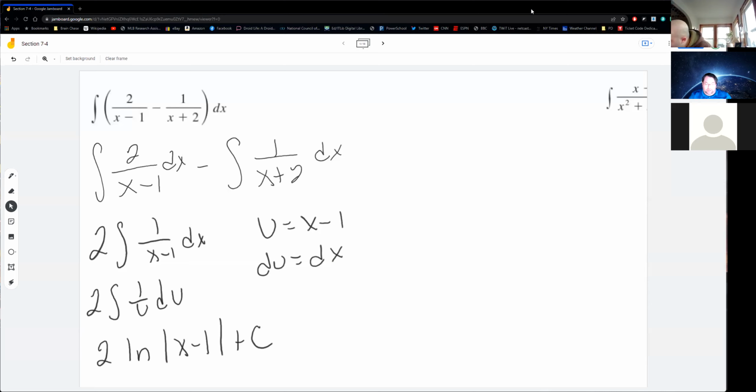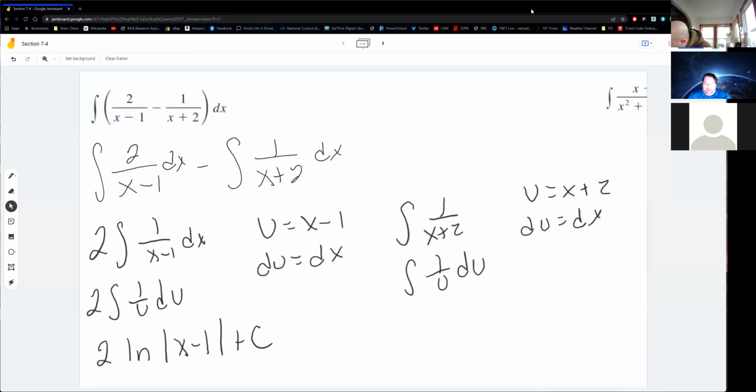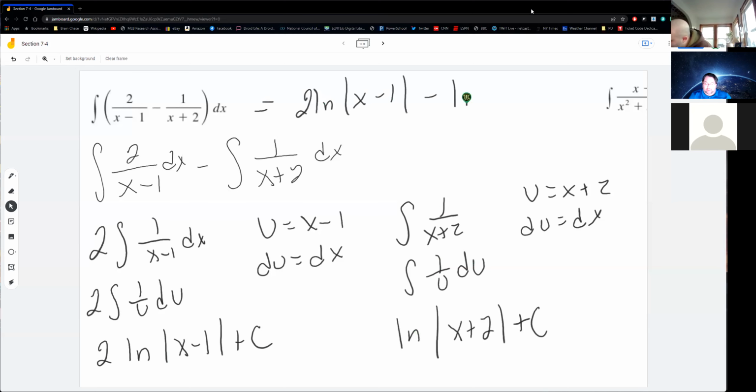So it's the ln of x minus 1. And then if we did the other one, same thing would happen, right? So I'd have the integral of 1 minus x plus 2, same thing. u is x plus 2, du is dx. So it's just the integral of 1 over u du. So this side right here becomes just the ln of x plus 2. So this answer is 2 ln x minus 1 minus ln x plus 2 plus c.